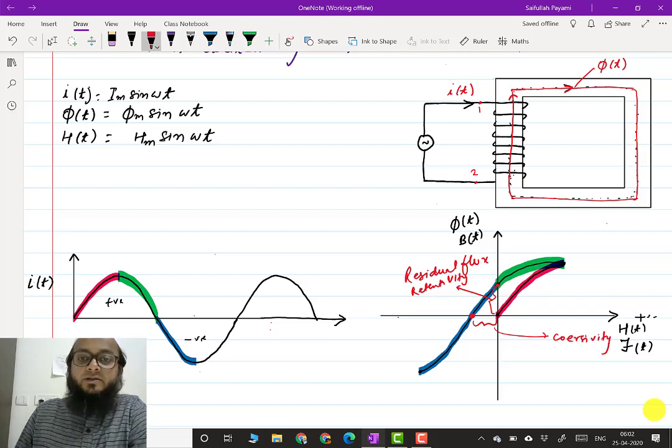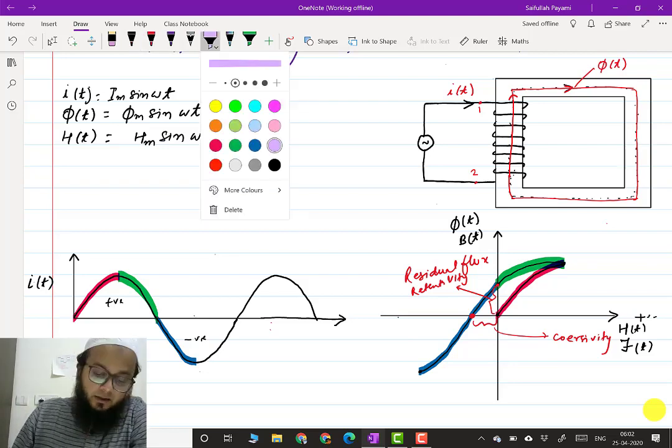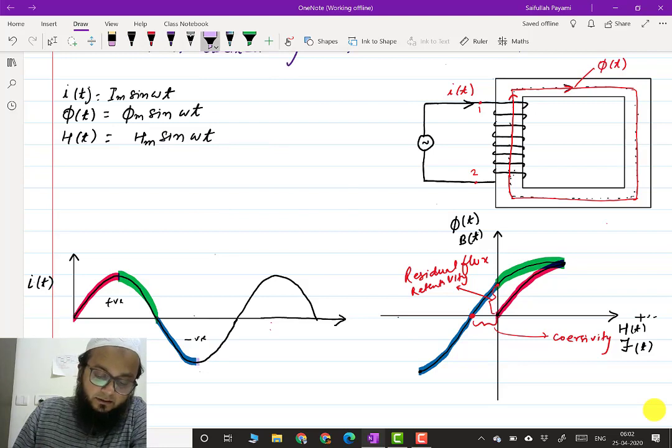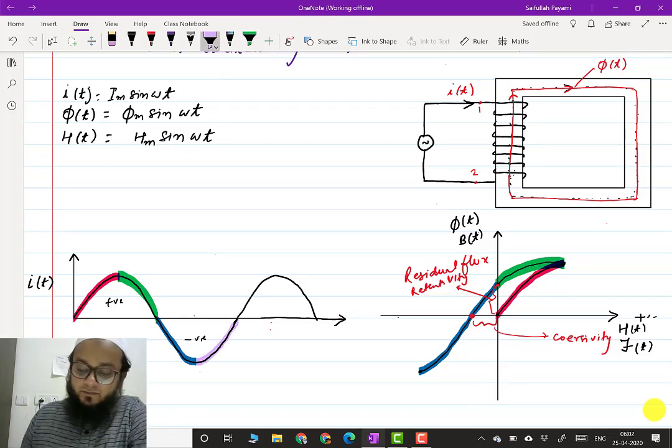Coercivity, or this much coercive force is required. So this is known as coercivity. Now let's say the current is reducing from negative peak to its zero.